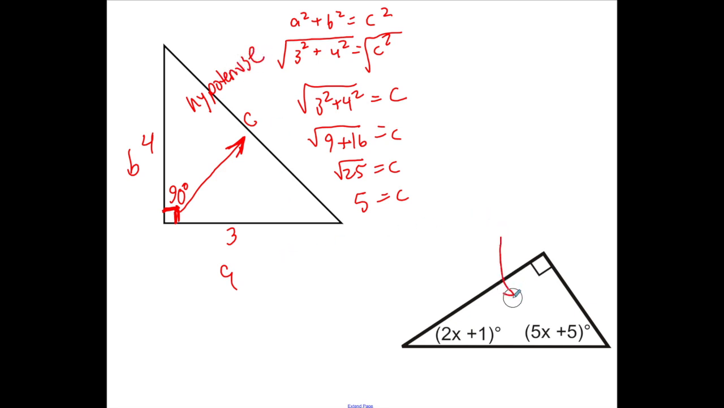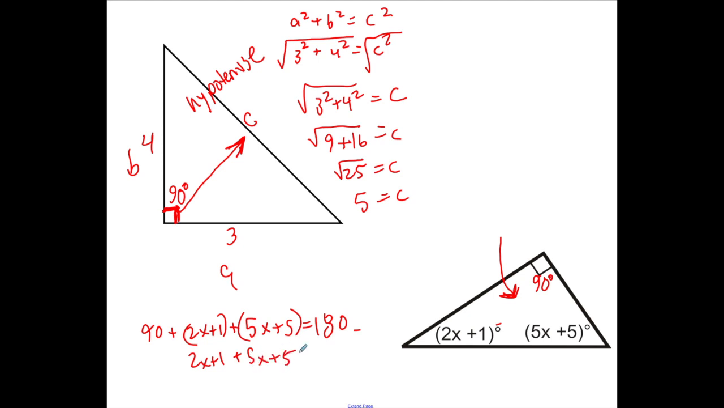Now look at what we got down here. We got another right triangle, but this time we're looking at the angles. Let's do the angle sum theorem. We know that's 90, so that means we have to add all three of these angles to get 180. Well, watch this. 90 plus 2x plus 1 plus 5x plus 5 equals 180. First thing I can do is subtract 90 from both sides. And I'll get 2x plus 1 plus 5x plus 5 equals 90 because I subtracted 90 from both sides. That's where that 90 went.